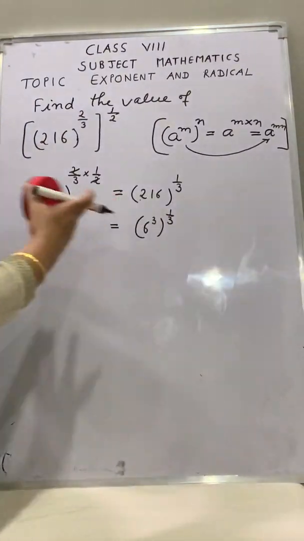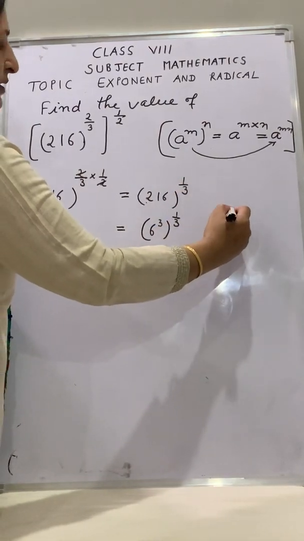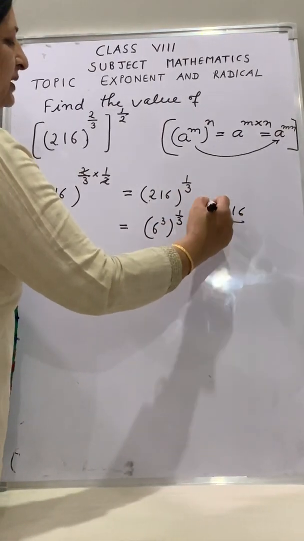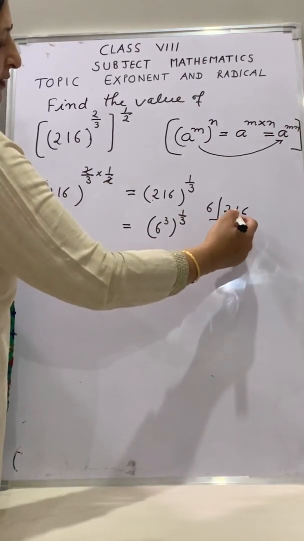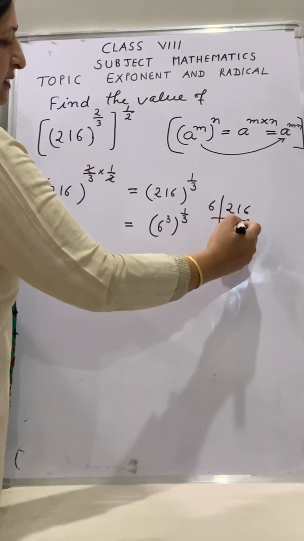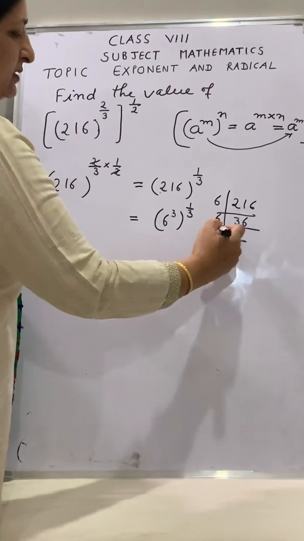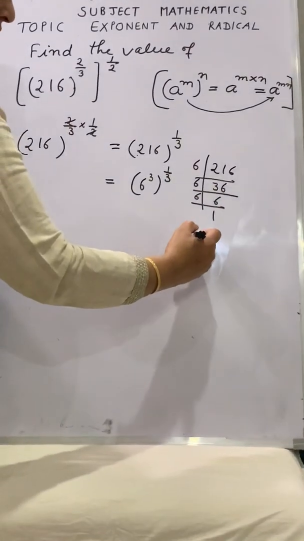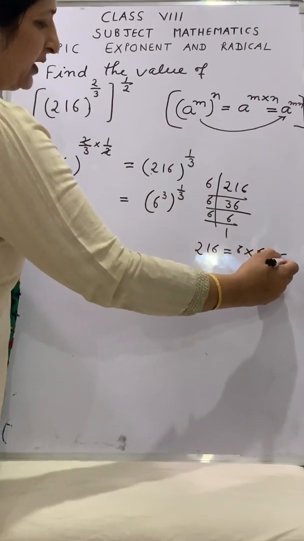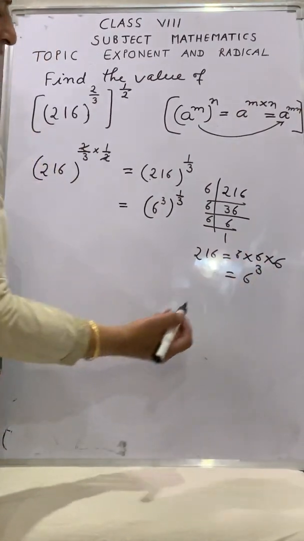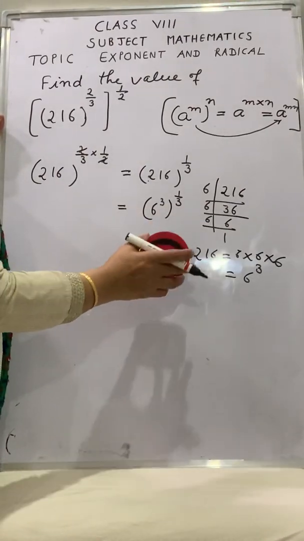Composite factors here by observing this number 216. It is divisible by 6. 6 threes are 18, 36, 6 sixes are 36, again 6 sixes are 36, 6 ones are 6. You can write 216 is 6 times 6 times 6 and you can write 6 raised to power 3. You can do both methods here.